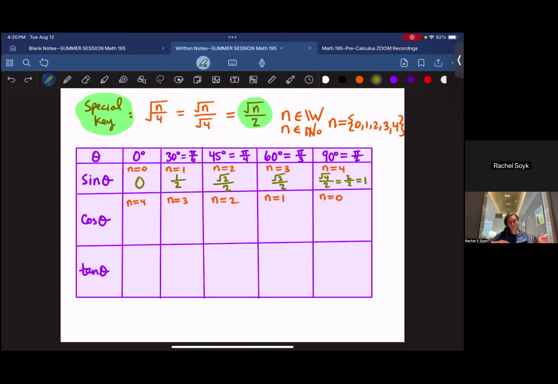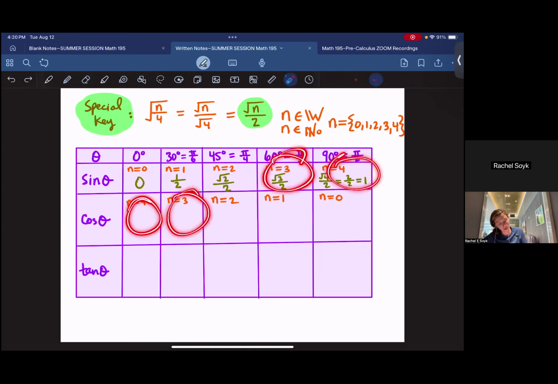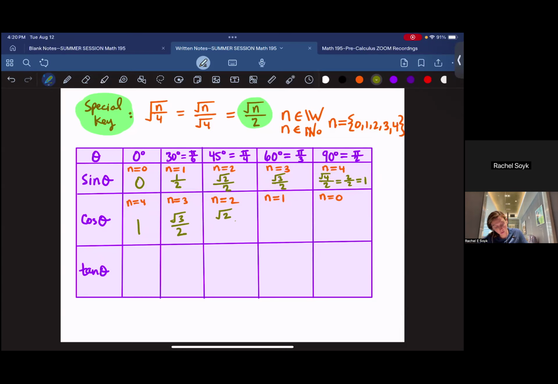Cosine, it's just all of that flipped. So 1 goes here. Square root of 3 over 2 goes here, and so on and so forth. Cosine of 0 is 1. Cosine of 30 is square root of 3 over 2. Cosine of 45 is the same as the sine of 45, square root of 2 over 2. Cosine of 60 is 1/2. And then cosine of 90 is 0.